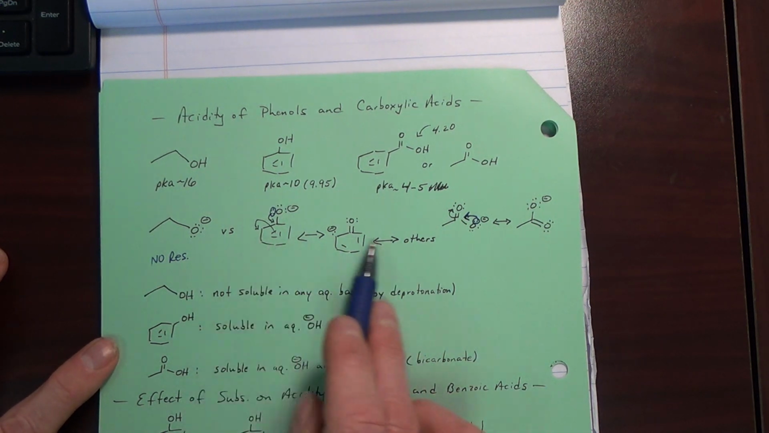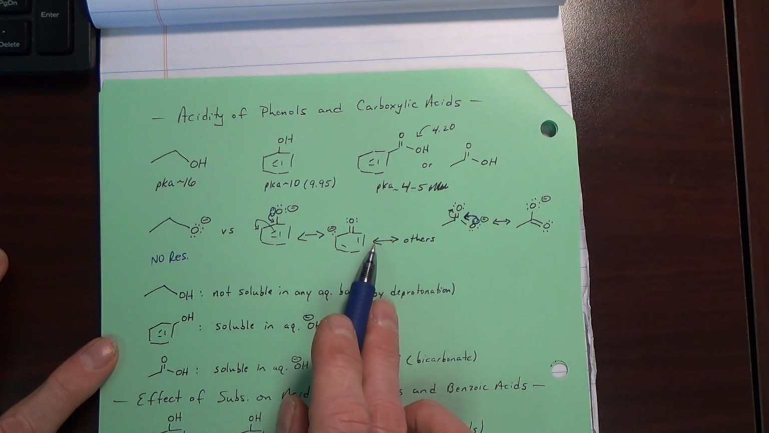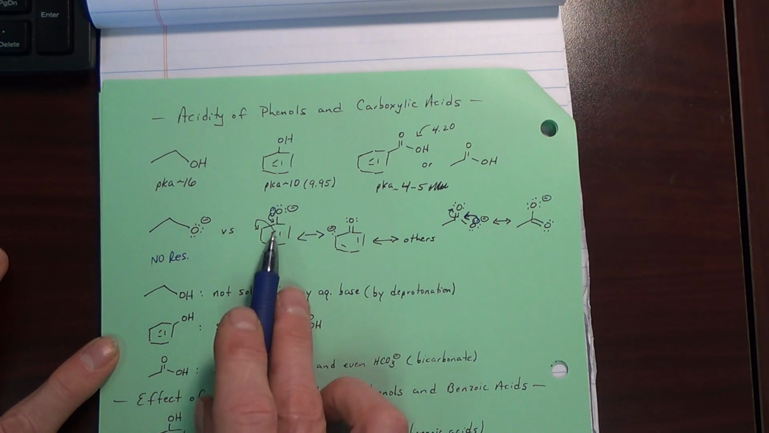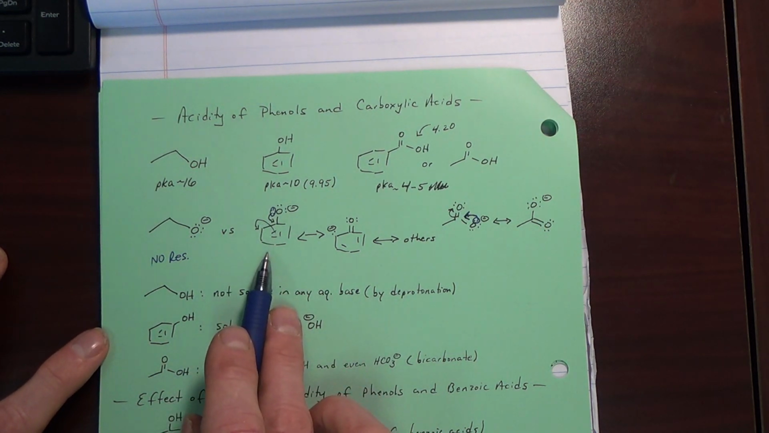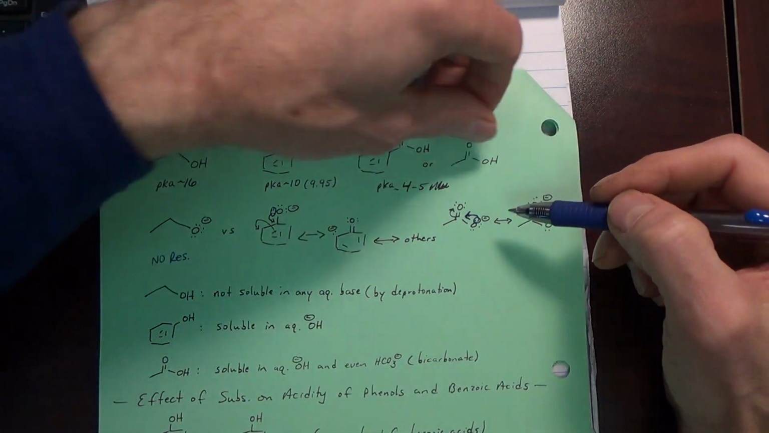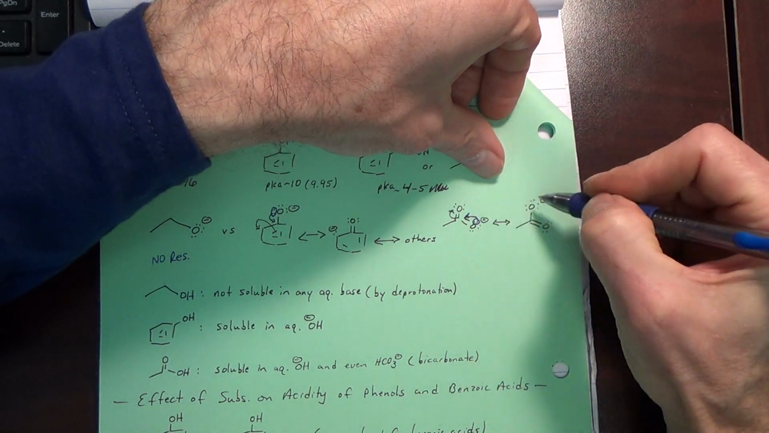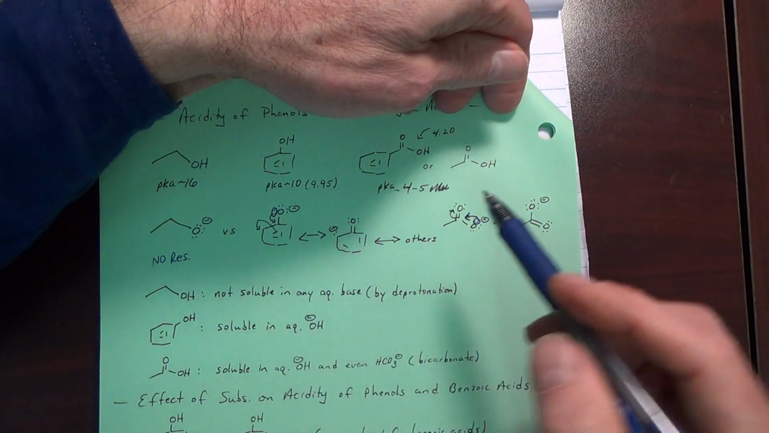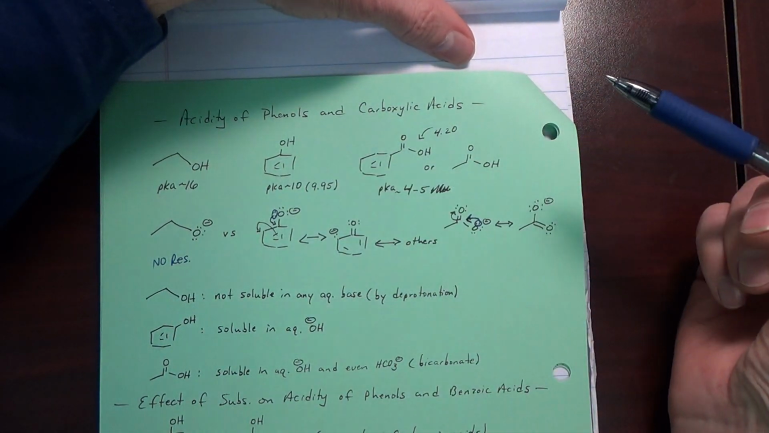And so even though you can draw more than two resonance structures for the phenoxide anion, you are not delocalizing the charge to another oxygen, or for that matter nitrogen or any other electronegative atom. You're delocalizing it to carbon. But with the carboxylate anion, you are delocalizing it to another oxygen. That makes it much more stable than this, and thus the carboxylic acid is much more acidic than the phenol.